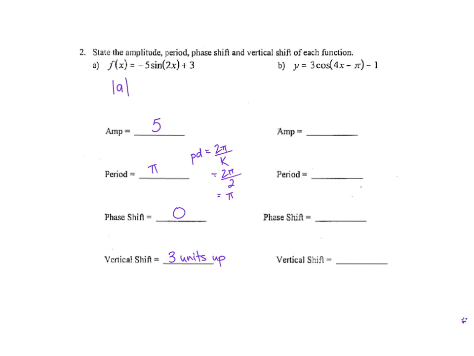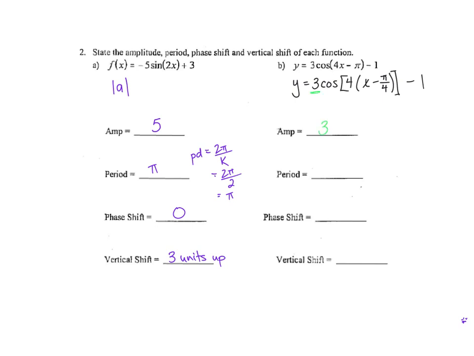Now in B, I'm going to argue probably the thing that some of us might forget is just to make sure we common factor out that 4 so that the coefficient of x is 1. So in order to shift left or right, we need that to be the value of 1x. Awesome. So at this point, we can tell from the beginning of our graph that our amplitude is 3.